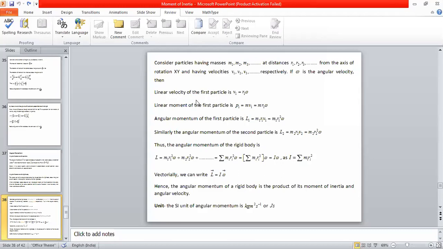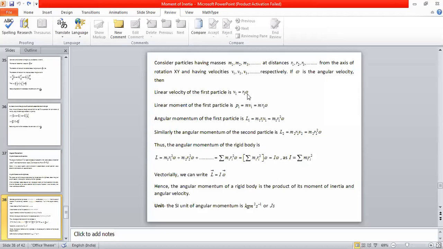Now the linear velocity of the first particle is given by v1 equals r1 omega. I think this is very clear. We are using the relation v equals r omega. So the linear velocity of the first particle is v1 equals r1 omega. Omega is common. Now, what is the linear momentum of the first particle? It is not linear moment, it is linear momentum. The linear momentum of the first particle is p1, equal to mass into velocity, m1 into v1.